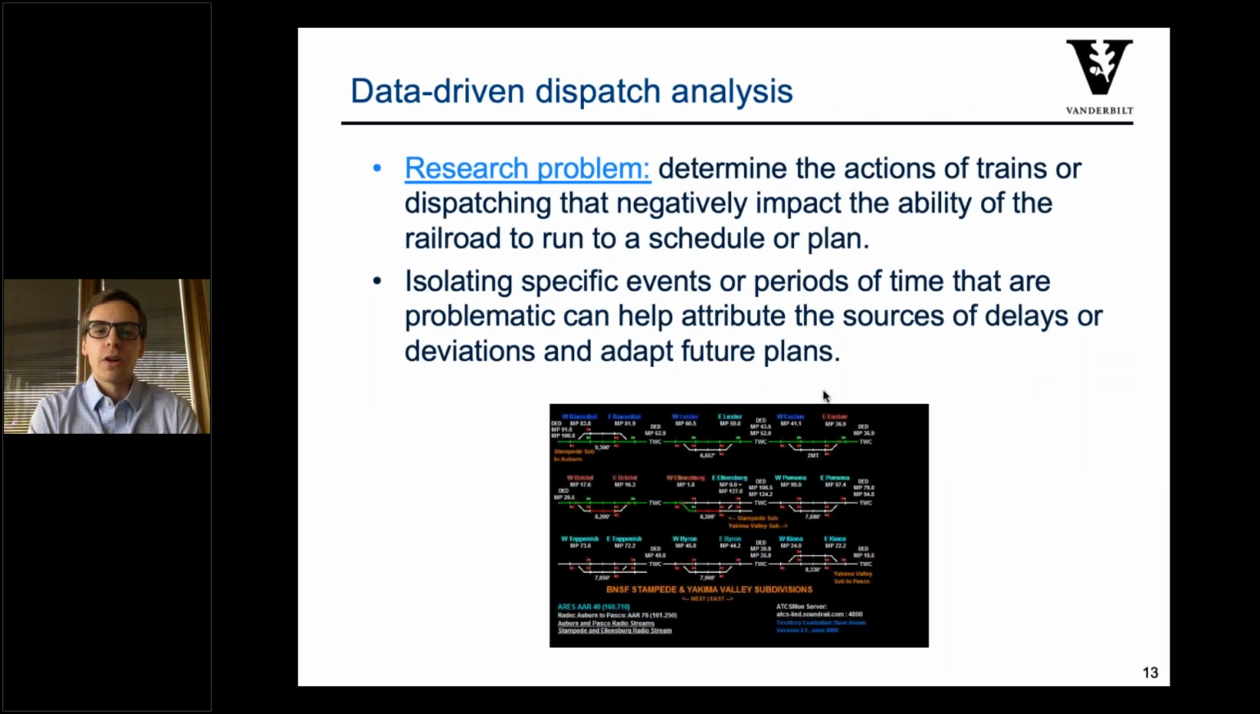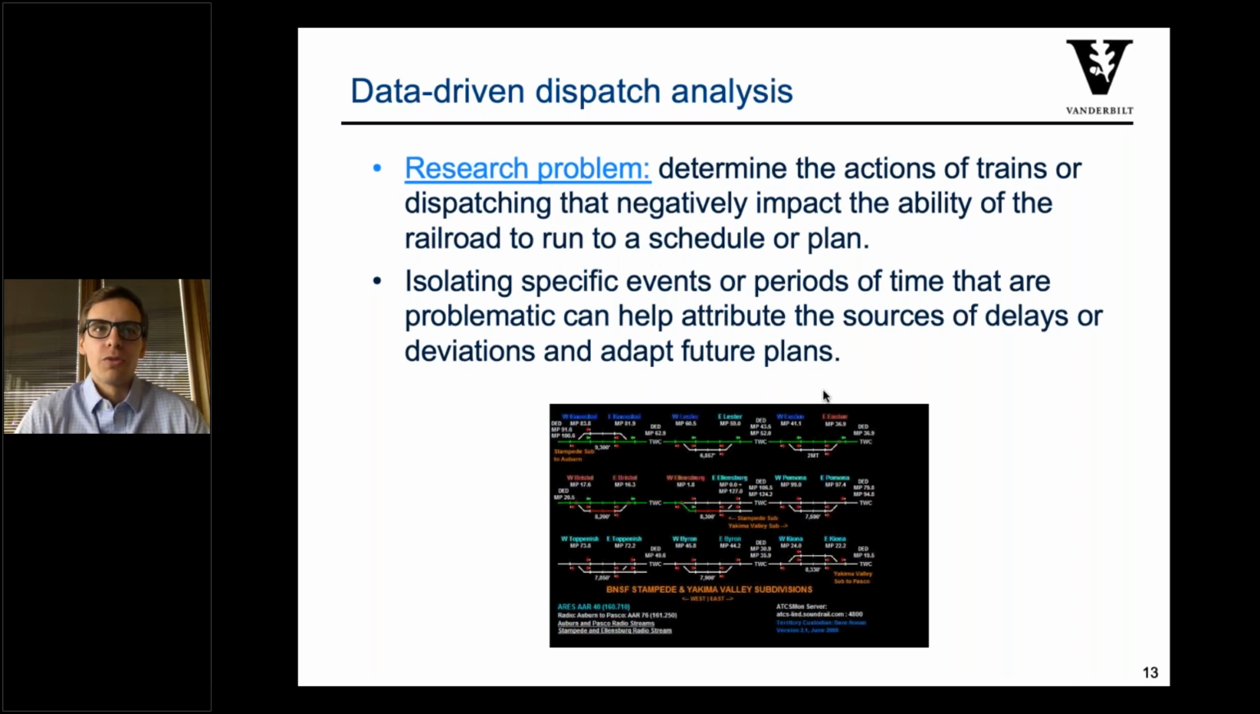Briefly, our research problem here is to determine the actions of trains or the dispatch actions that negatively impacted the ability of the railroad to run to an initial schedule or plan. Those initial schedules or plans are almost always generated, but they frequently have to be changed in real time based on deviations from that plan or changes to the network state that necessitate a change.